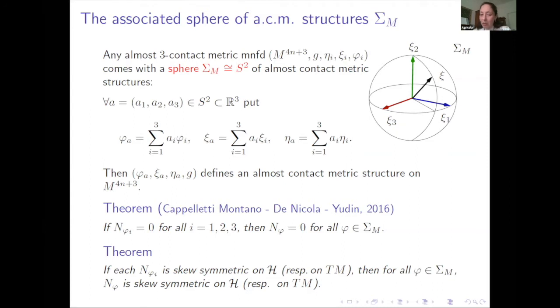Now, a theorem by Cappelletti-Montano, De Nicola, and Yudin, relatively recent, says in fact that if the three almost contact structures are normal, then any contact structure in this sphere is going to be normal as well. Now, if you remember our theorem about existence of characteristic connection in the almost contact case, there we did not need the vanishing of the Nijenhuis tensor, but actually that it is skew symmetric. And so the first thing to prove is that if each single tensor field is skew-symmetric on H or on TM, then in fact, this is going to hold for all the endomorphisms, or all the contact structures you get from this associated sphere.